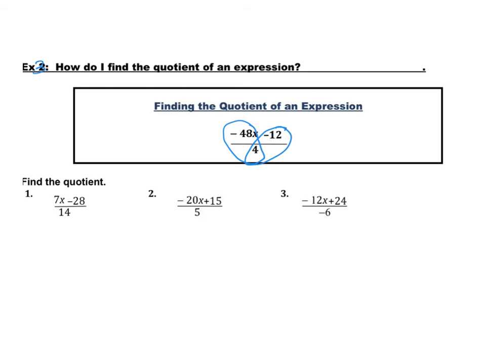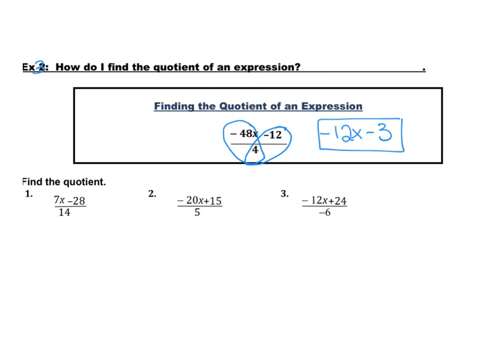So what I'm going to do is I'm going to have -48x. I'm going to divide that by 4. So -48 divided by 4 is going to give me -12x. All right? And now, don't forget that there's a negative there. -12 divided by 4 is going to give me a -3. And because I have a negative answer, I'm going to have -3. So I cannot simplify this any further, so the answer to this one is -12x minus 3.